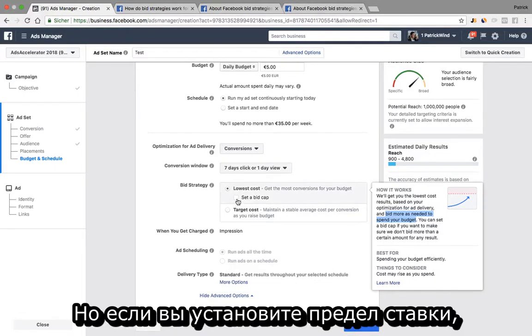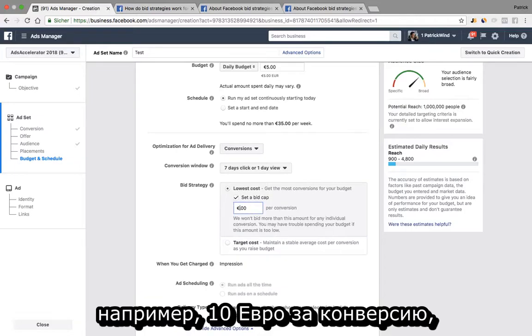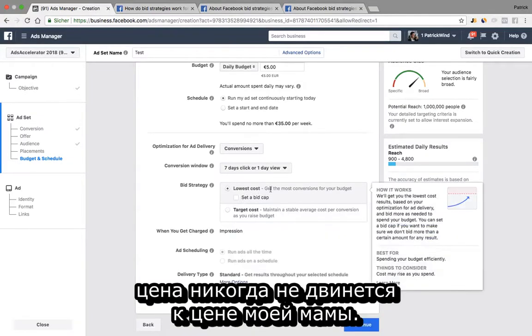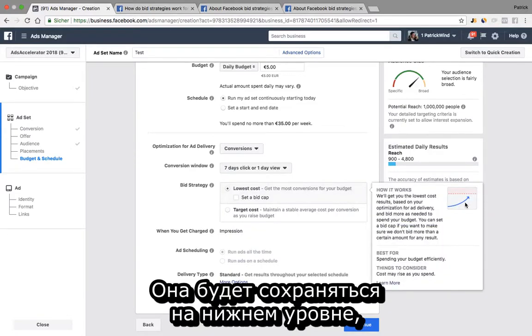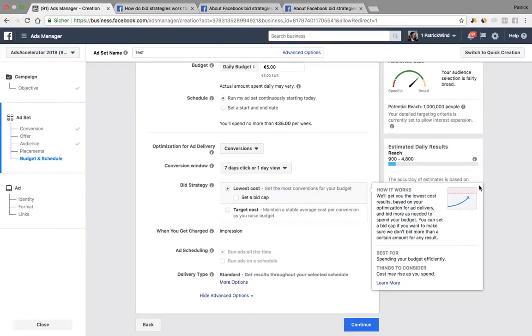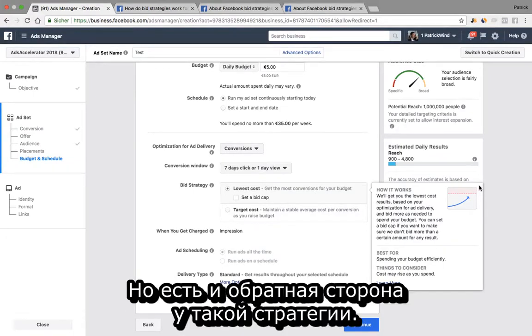However, if you now set a bid cap, for example, of 10 euros per conversion, it would never attack my mother. It would only stay in this lower area here and would never reach the more expensive area up there. Okay, that's good. Downsides of that.